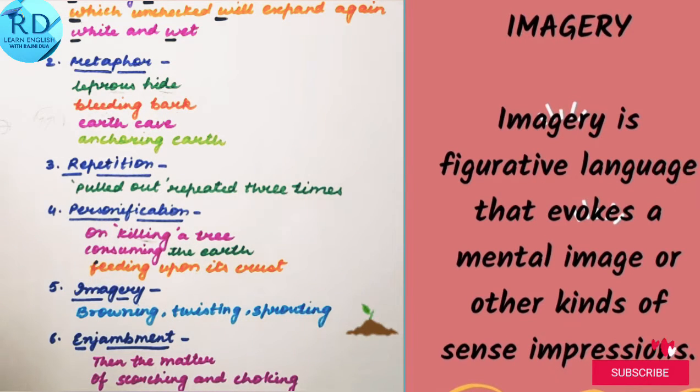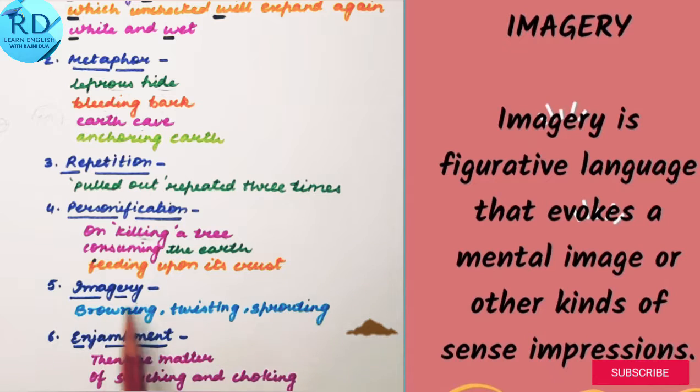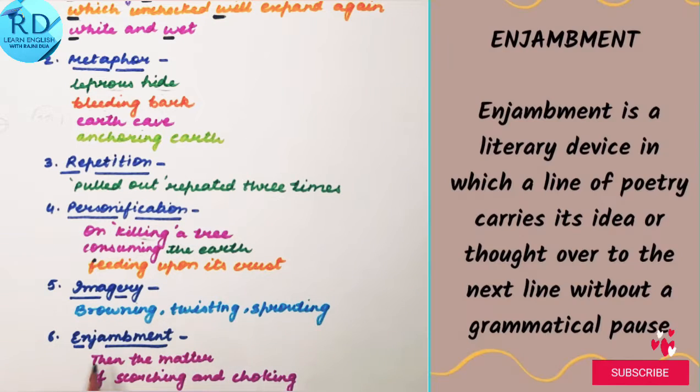Sprouting, coming out of the earth, you can imagine. So this is imagery. And last one is enjambment. Enjambment is sudden shift of the sentence to the next line. For example, then the matter of scorching and choking. So then the matter, here there is no pause, no punctuation mark, but it moves on to the next line, although the sentence is incomplete.